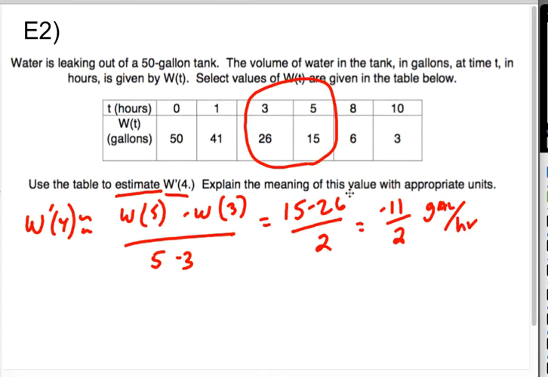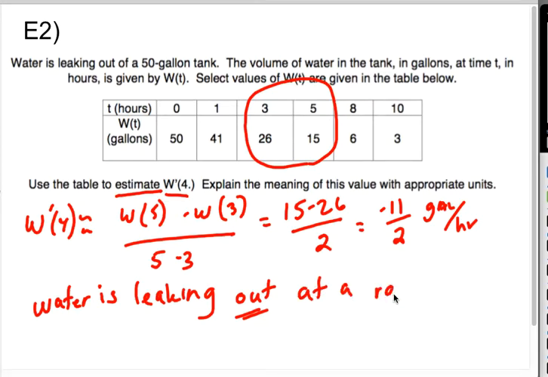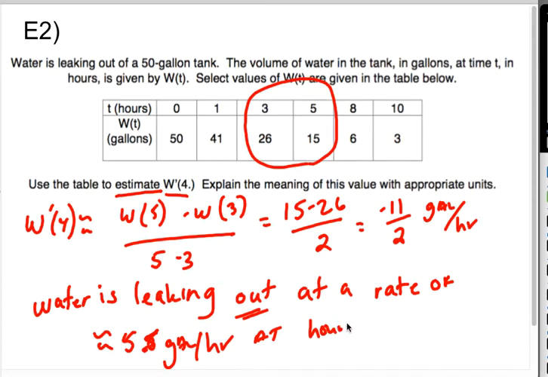So then the question is, what does this mean in context with the appropriate units? Well, if W of t is the volume of water that is in the tank, right, then W prime of t is the rate at which the water is leaking out of the tank. So water is leaking out at a rate of approximately 5.5 gallons per hour, or you could leave it as 11 halves, right? 5.5 is fine, or 11 halves, at hour 4, right?